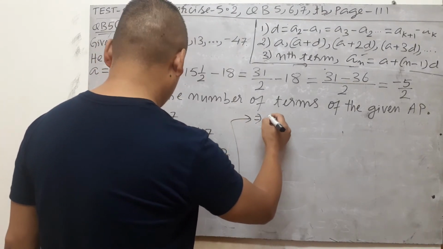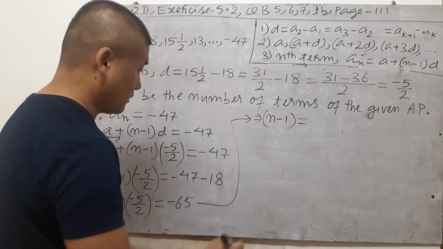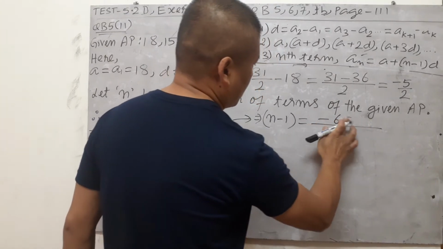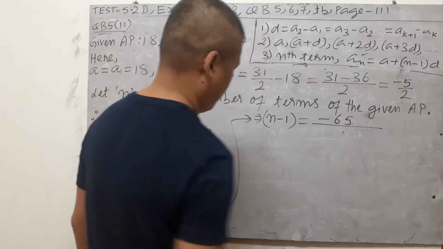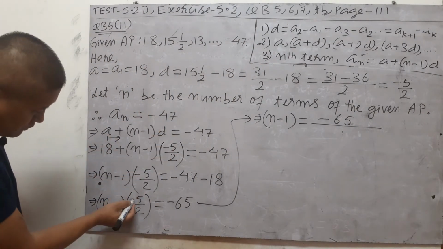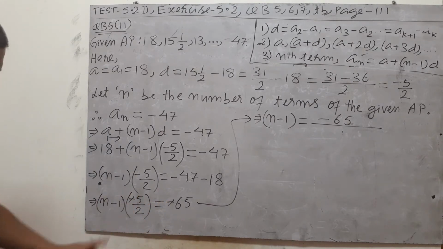That gives n minus 1 will be equal to minus 65. Then before you shift, there is a minus on the left side here, and this minus can cancel because it's multiplied here.